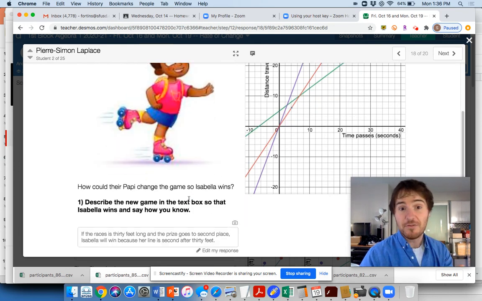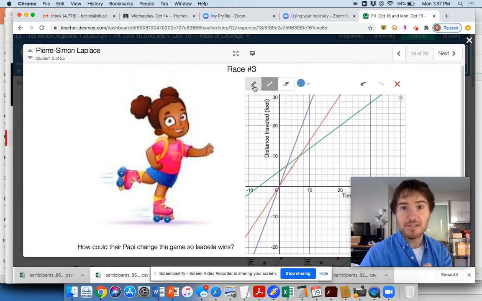If the race is 30 feet long and the prize goes to second place, Isabella would win because her line is second after 30 feet. I love it. Let's take a look at the line y equals 30. I'll go ahead and add that up here. Gold medal, right? So I'll go with the color gold. This is y equals 30. And boom, we get an intersection here.